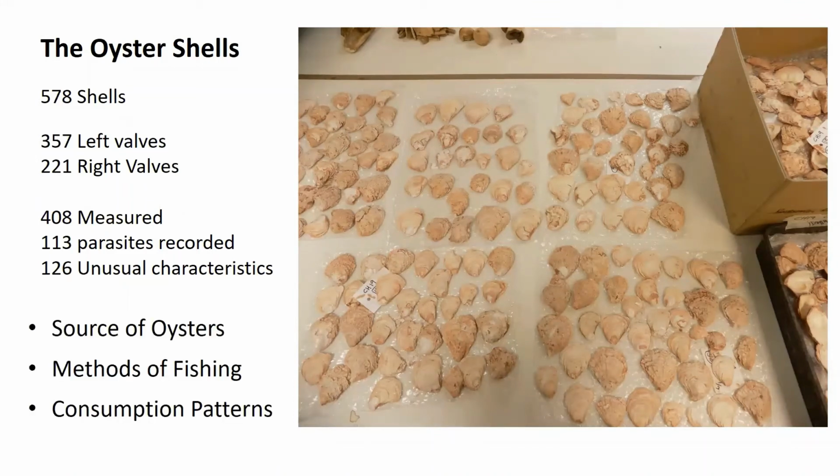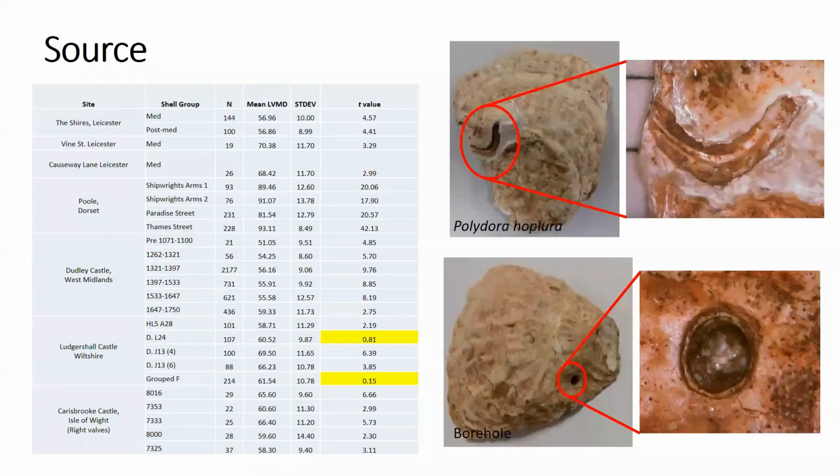So, like I say, my main aims are how are the shells being fished and how are they being consumed. But before I do any of that, I did a quick analysis just to determine the source. And as you can see, this is going to look very familiar from the previous case study, but I've got my little friendly worm, Polydora hoplura, also in this shell assemblage, and also a large number of boreholes. So again, I'm looking at a south coast distribution. And then I compared it to other medieval sites. This time, however, they're incredibly different from the shells from Poole. They're far, far smaller. So this time, we're not looking at shells from Poole.